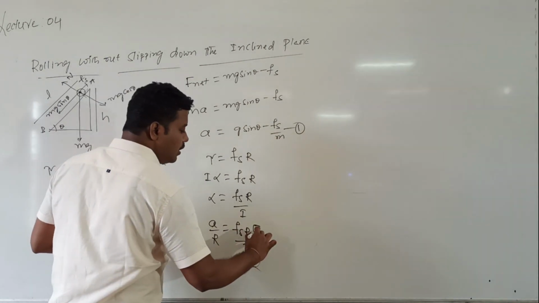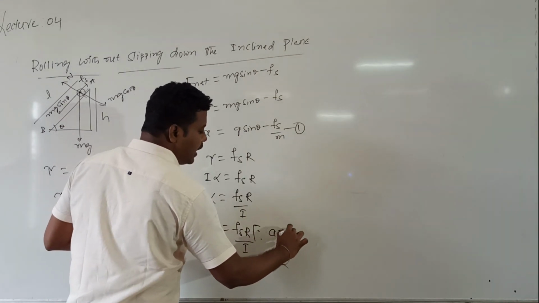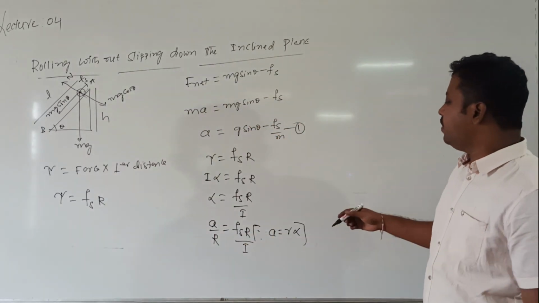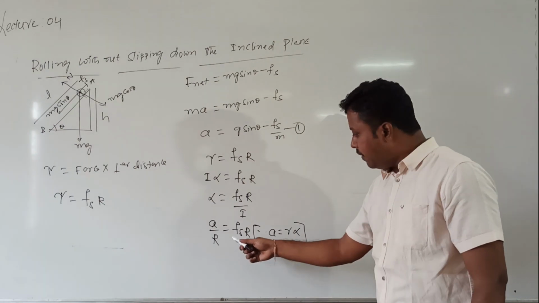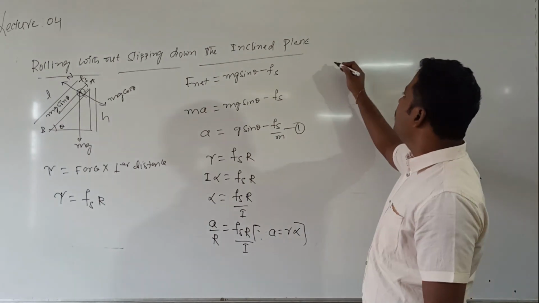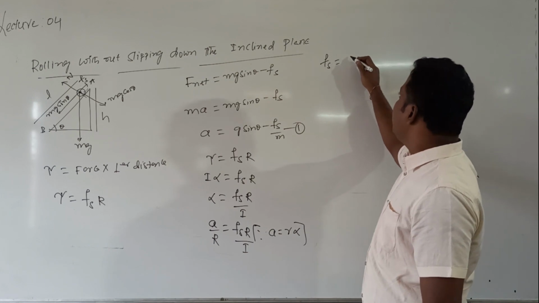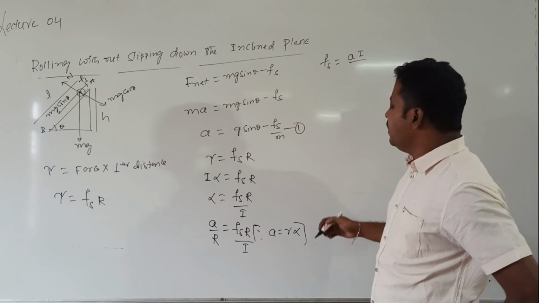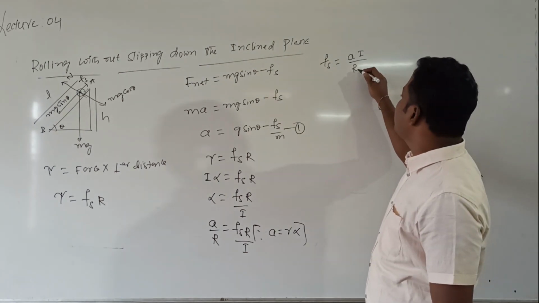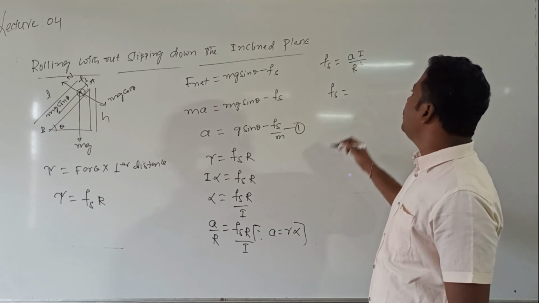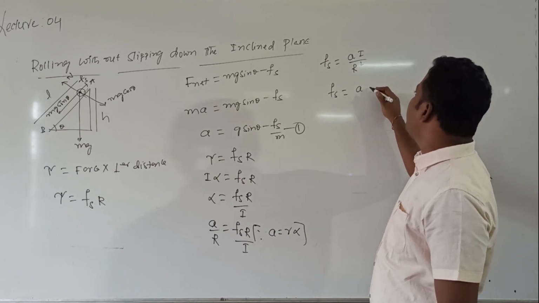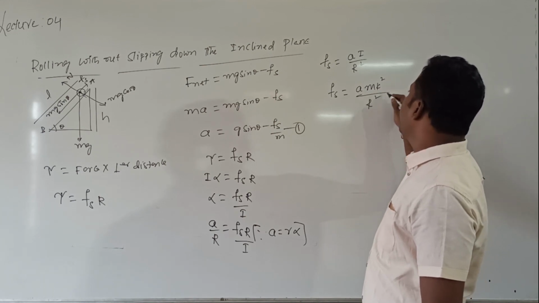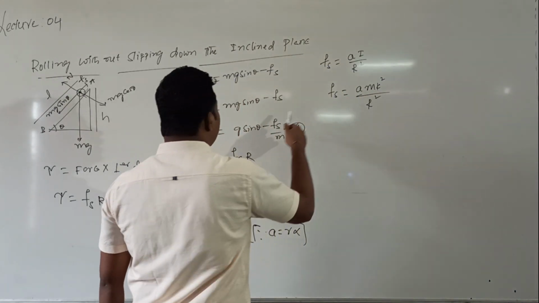What is the reason? The reason here is the relation between the linear acceleration and angular acceleration. What is the relation? a is equal to R into alpha. Then what can I write? Alpha is a by R, equal to Fs into R divided by I. Then from this, what is the value of Fs? Fs is equal to a into I divided by R square. I can write I as M into K square, where K is the radius of gyration. So Fs is equal to a into M into K square by R square. Now can I substitute this Fs value in equation 1?